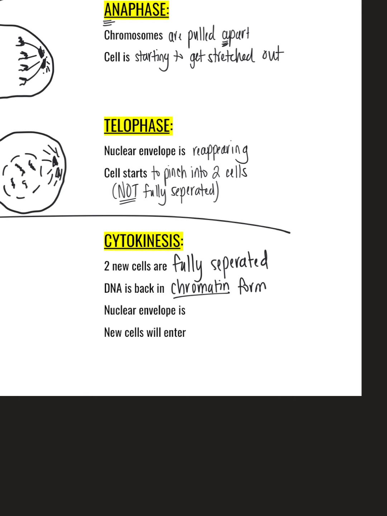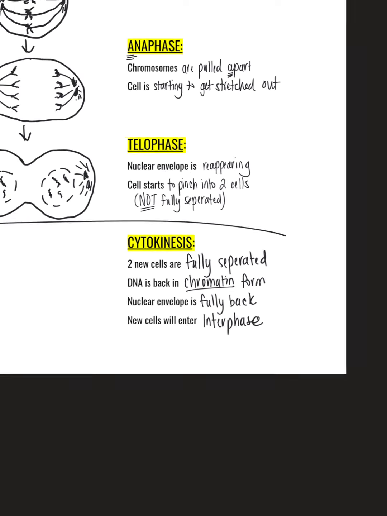So instead of being in those tight coils, it is now kind of stretched out back to those long, thin strings. The nuclear envelope is fully back. And those two brand new cells are going to enter interphase. And they're going to do this all over again when they're ready to divide.